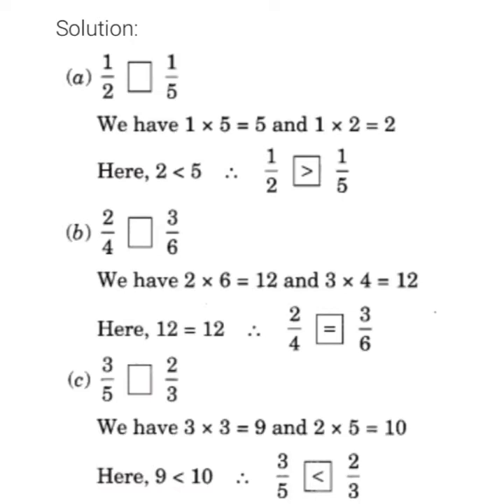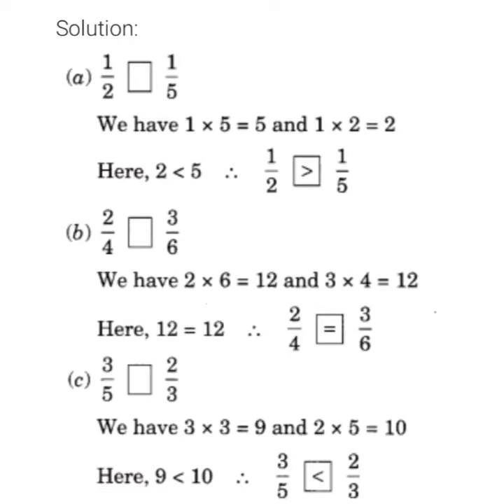So 1 by 2 is greater than 1 by 5. Next is 2 by 4 and 3 by 6. Again here we will cross multiply the numerator of first fraction with the denominator of second fraction, and the numerator of second fraction with the denominator of first fraction. So 2 multiplied by 6 is equals to 12 and 3 multiplied by 4 is equals to 12. That means both the fractions are equal. 2 by 4 is equals to 3 by 6.